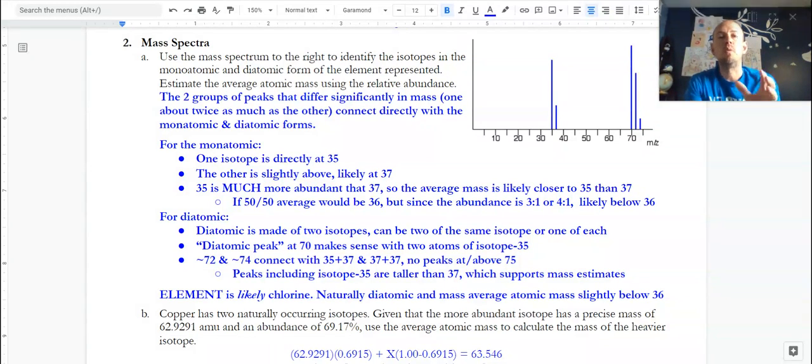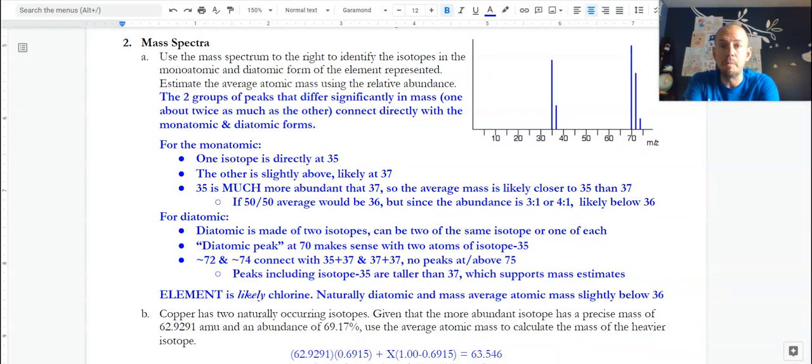This first one, we are looking at a graph. Through these, we'll look at graphs and calculations related to average atomic mass. On the graph, we're looking at a spectrum. We know that on the x-axis is mass, and the y-axis, even though it doesn't have values, is the abundance. So we see some tall and some short peaks.